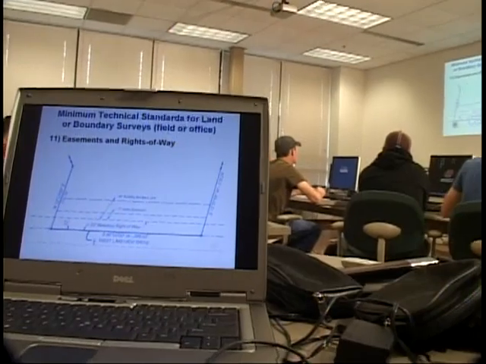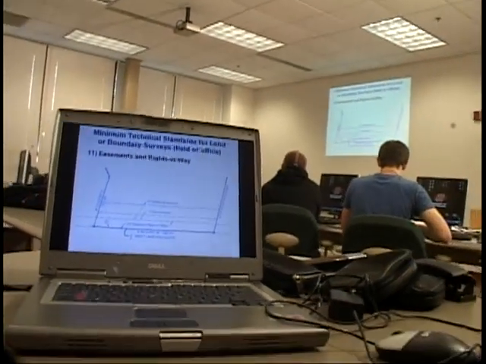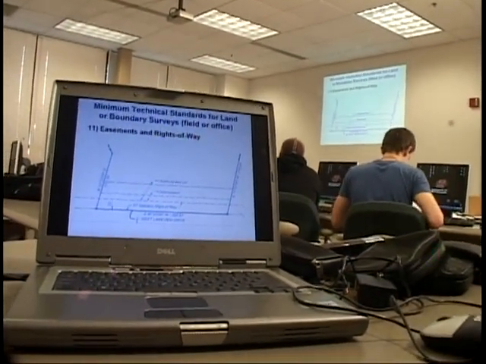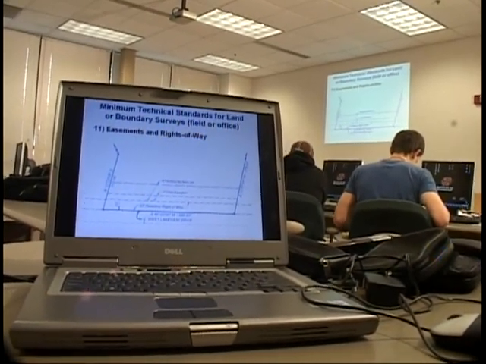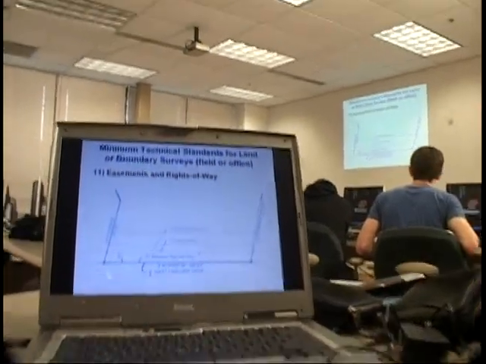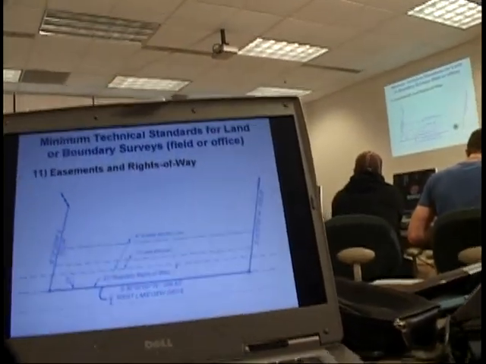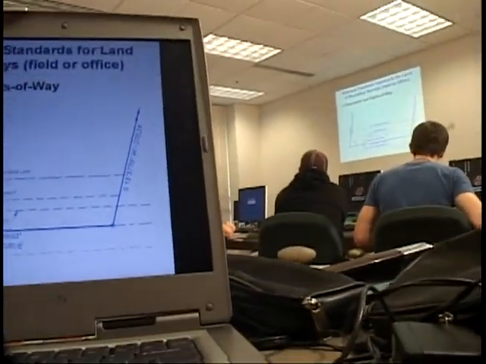Okay, easements and rights of way. If you're dealing with platted property, a subdivision plat, it will show you all the easements and right-of-way dedications that were transferred by that simultaneous conveyance. A subdivision plat is a simultaneous conveyance.